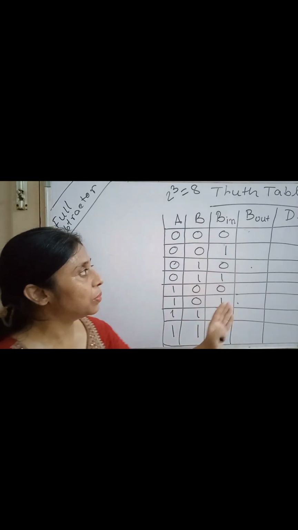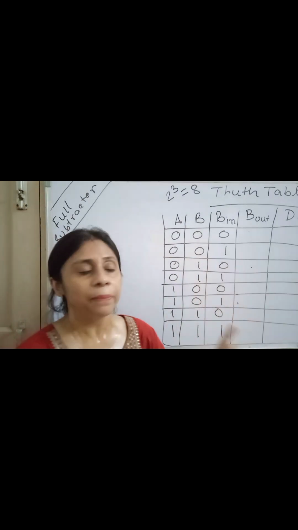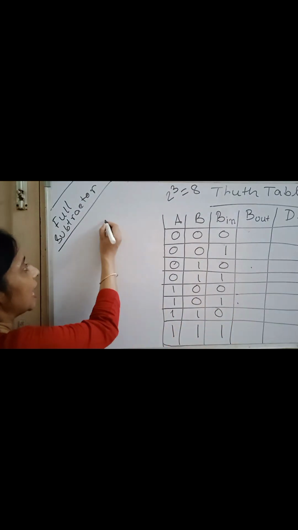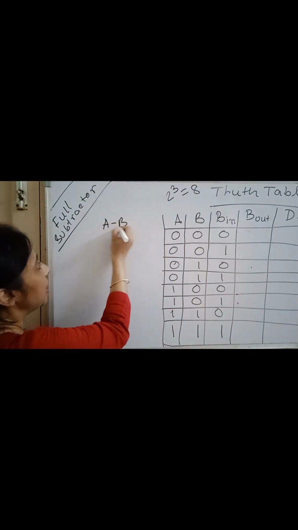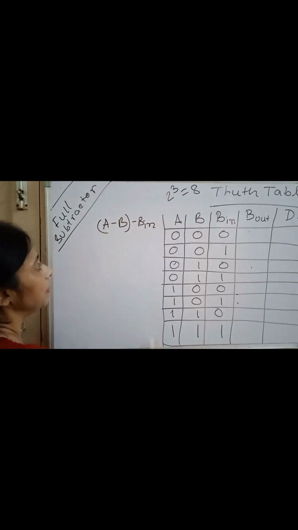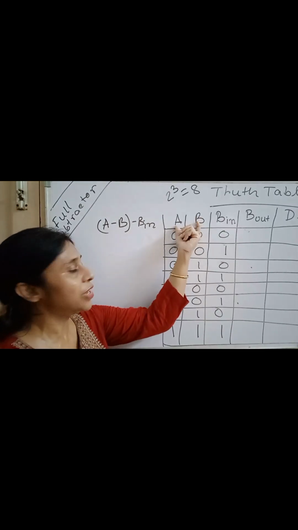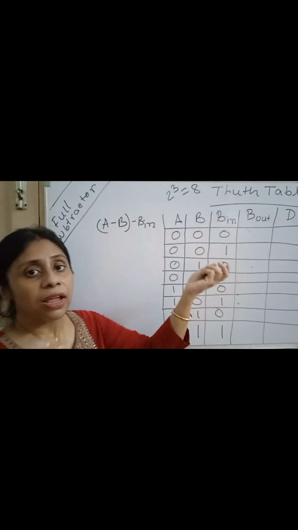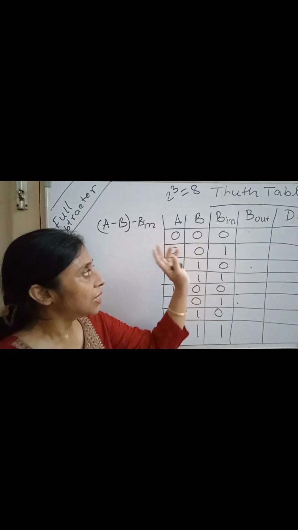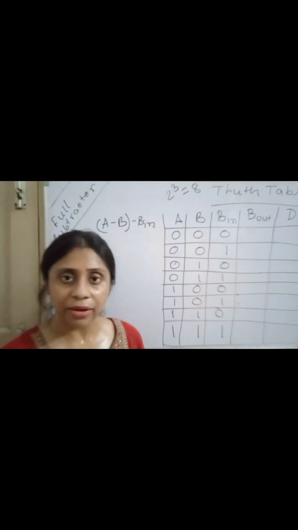So when we are calculating D and B out, how to calculate it? The formula is A minus B minus B in, right? So first we need to do A minus B, the difference of these 2. Then from that result we need to subtract this B in, right?